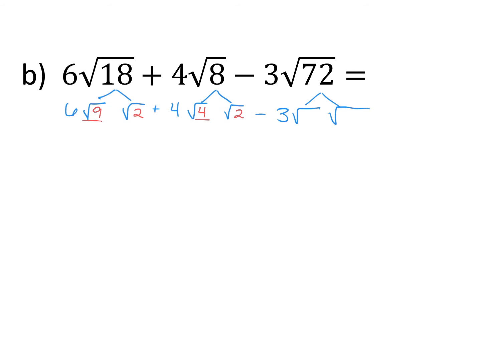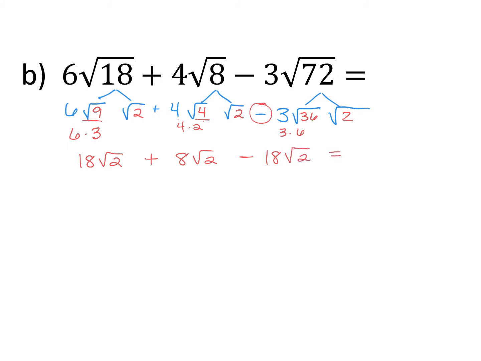72 breaks down to what? Because you have options here, but there's one best option. What is it? 36. Yep. You could start with 4, but then you have more work to do. I don't recommend it. Always shoot for the highest one, okay? So this is going to be 6 times 3, or 18 times rad 2. This is going to be 4 times 2, or 8 rad 2. Notice we're subtracting here. And then this is going to be 3 times 6, or 18 times rad 2.